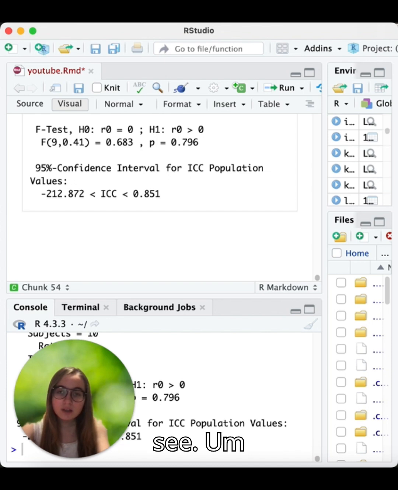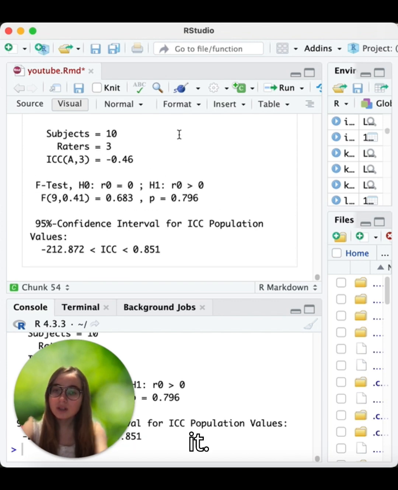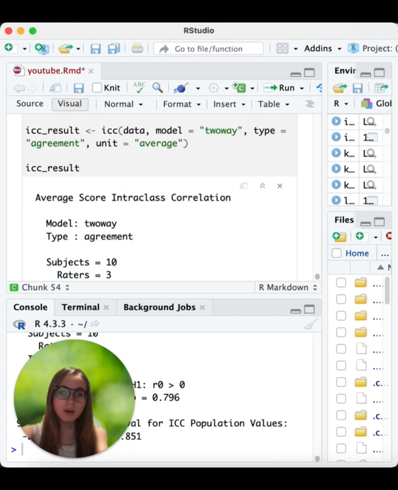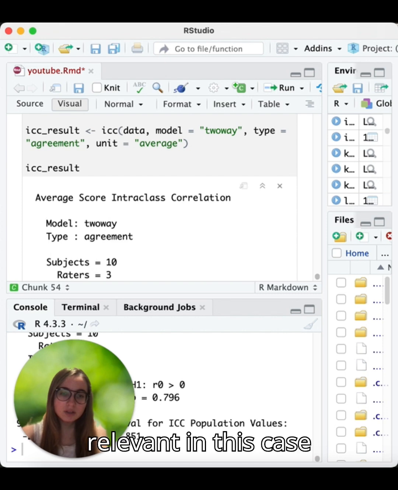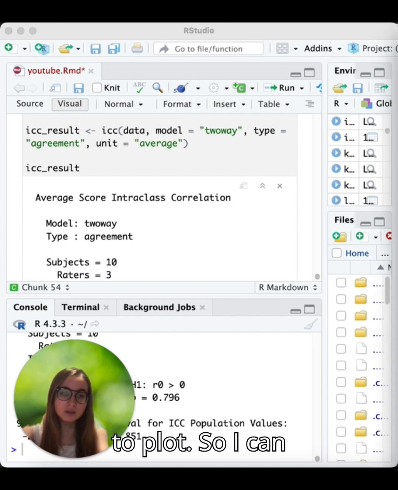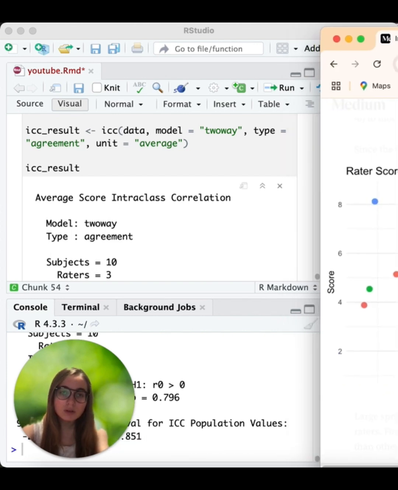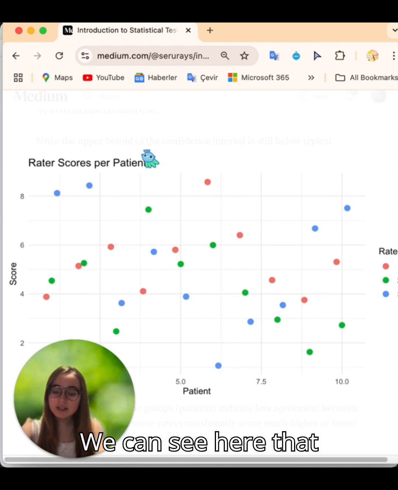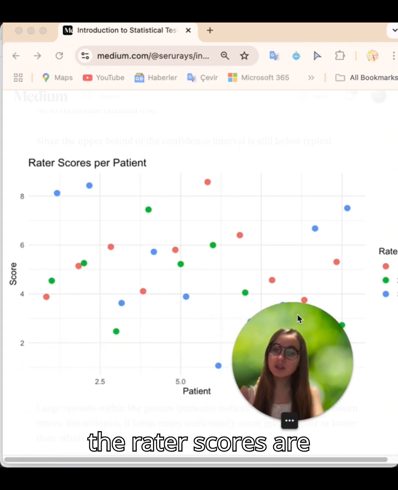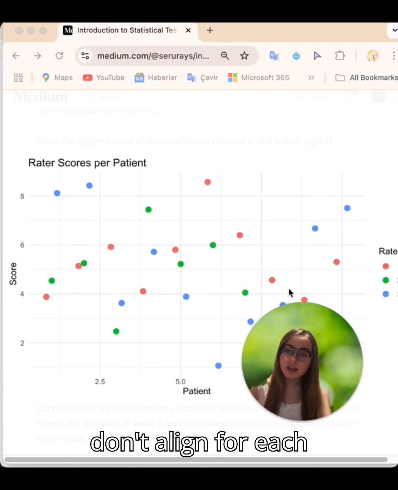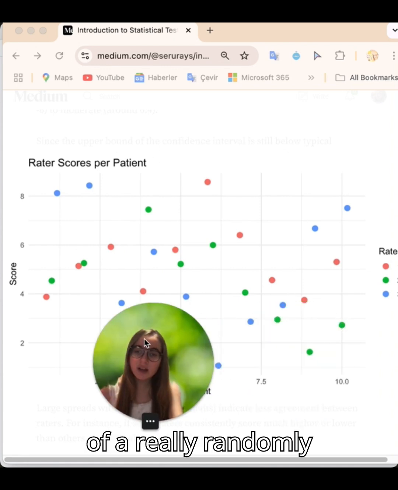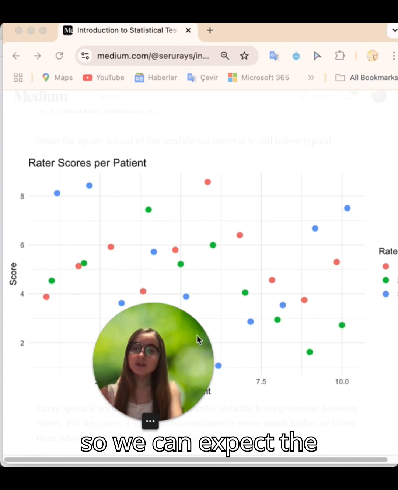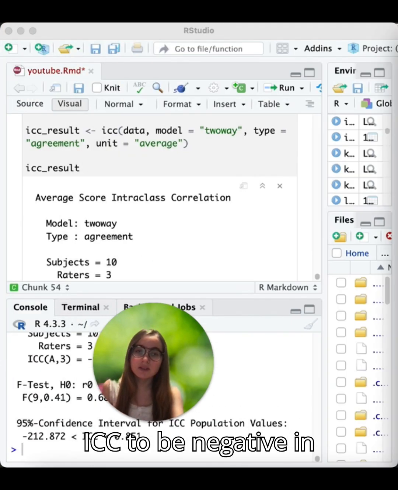So let's see. Now we can also plot it, but it's not really relevant in this case to plot. So I can just show the randomness here to you. This was the plot I put in my article. We can see here that the rater scores are so different, they don't align for each patient, so it's a really random, scattered situation, so we can expect the ICC to be negative in this case.